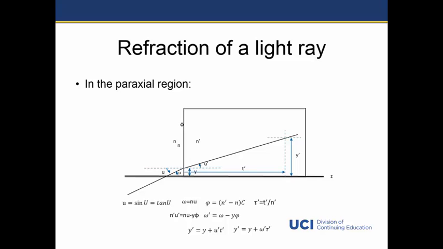So we can break ray tracing down into two fundamental processes. The ray hits an interface where it changes angle, or the ray propagates through a medium of constant index where the height changes but the angle stays the same. And these are what are referred to as our paraxial ray tracing equations. And you'll be doing some homework problems that will allow you to apply that to some simulations and understand how it all works.